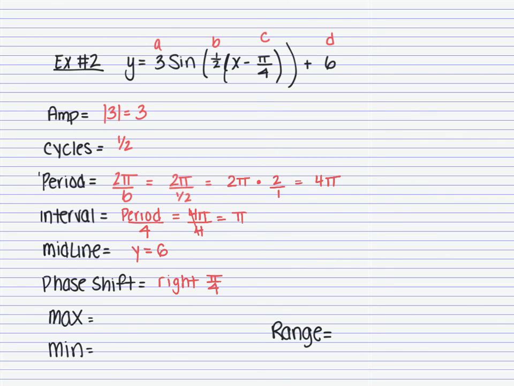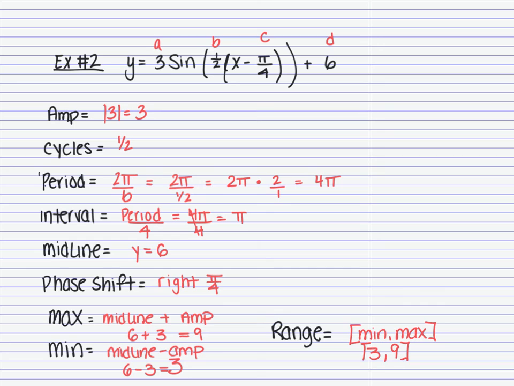The maximum value is found by taking the midline and adding the amplitude. So my midline is 6 and my amplitude is 3 for a maximum value of 9. My minimum value is the midline minus the amplitude. Your midline should have been 6 and your amplitude is 3 for a minimum value of 3. Your range is always your minimum, comma, your maximum in a bracket. So the minimum value is 3 and the maximum value is 9.